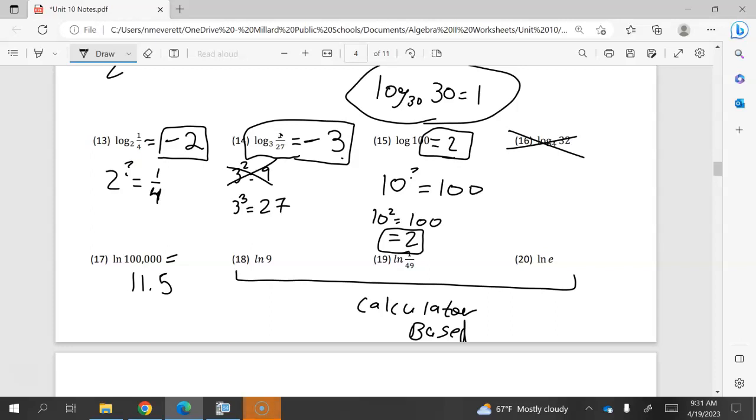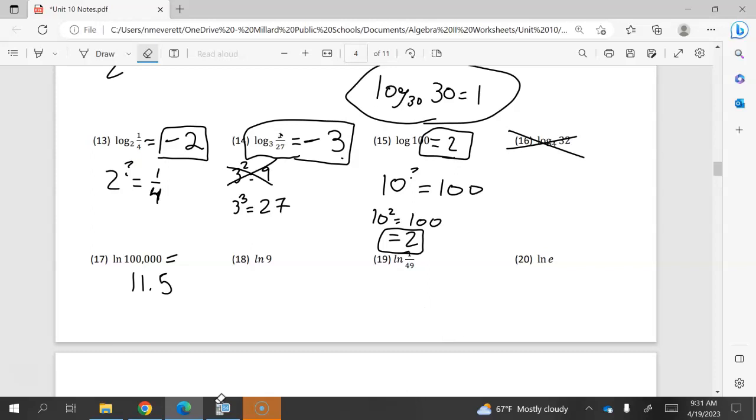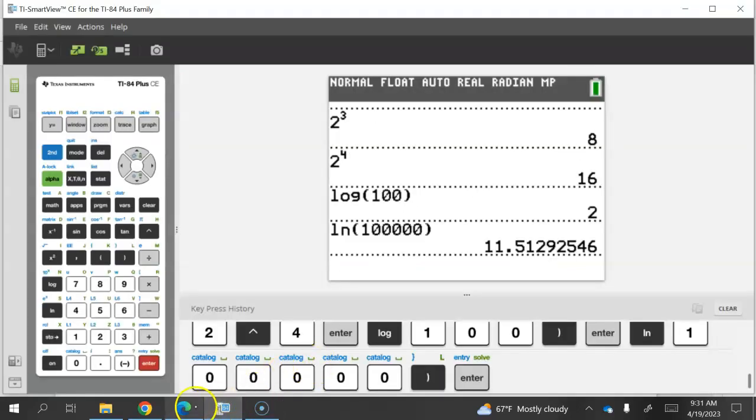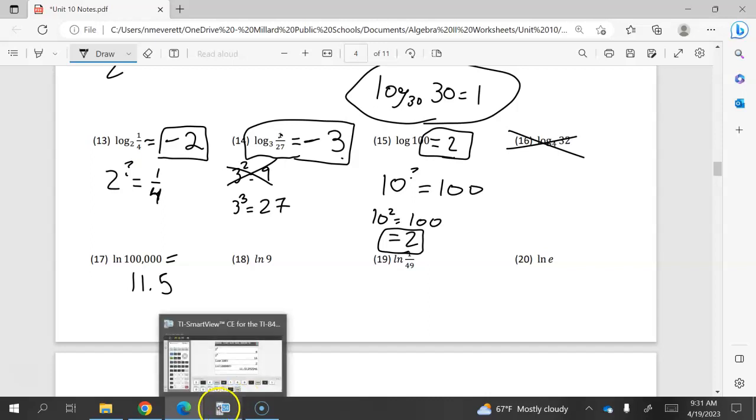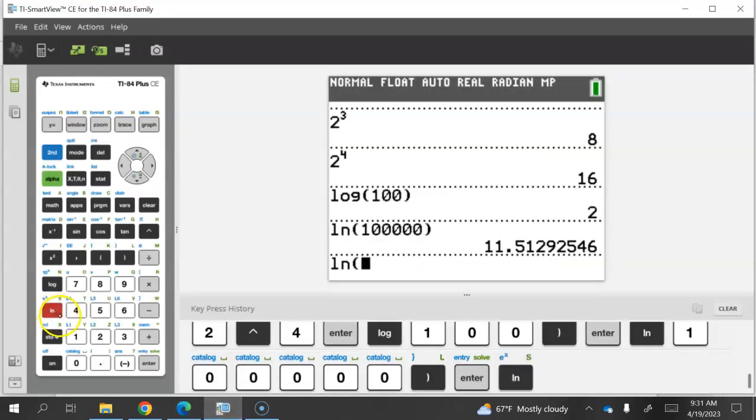I'm going to do 19 and 20 just to show you how to type those ones in, because a fraction and then e, you just want to show you how to type those in. So the natural log of 9, just type ln 9, enter, that's easy. Now do natural log of 1 over 49.